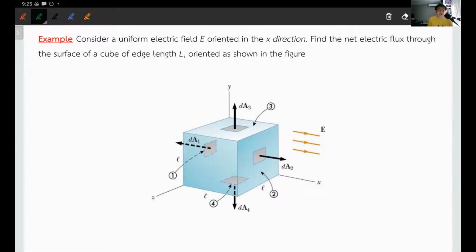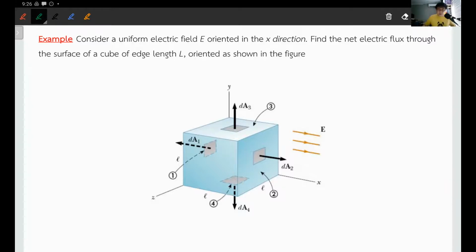So consider a uniform electric field E oriented in the X direction. That's the orange electric field lines there. Find the net electric flux through the surface of a cube. This is going to be our starting point of a quantitative example. The cube is oriented as shown in the figure. So there's a cube of length L, with the electric field pointing in the X direction. They want to find the net flux through this cube.